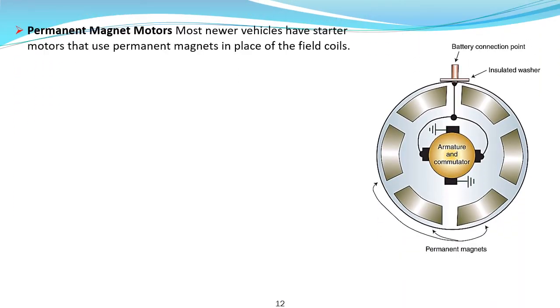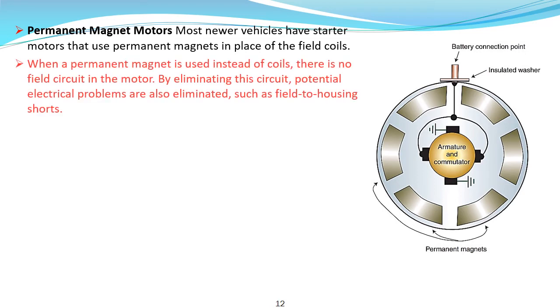Permanent magnet motors, as we see in this picture. Most newer vehicles have starter motors that use permanent magnets in place of the field coils. They use permanent magnets instead of the field coils, as is clear in the picture, and this has benefits that we will explain point by point.